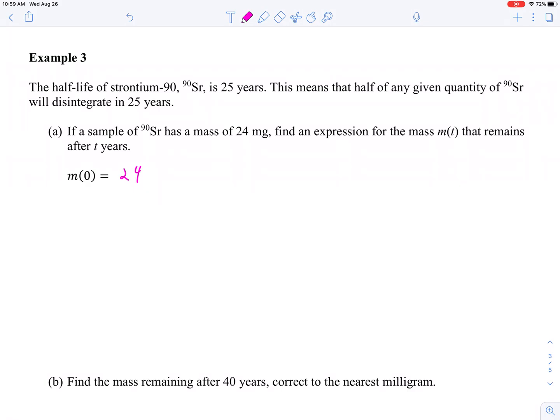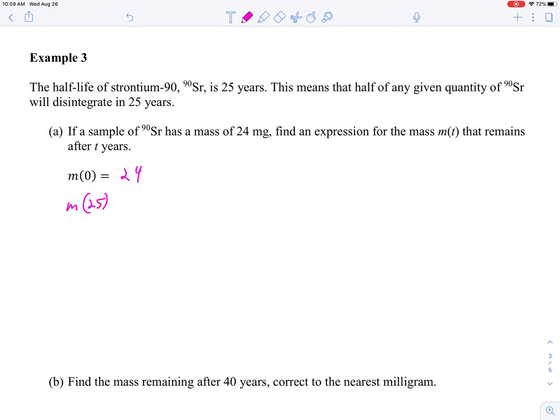Now every 25 years, this mass will be cut in half. So we can figure out 25 years from now, it's going to be 1/2 of the original 24. And of course, 50 years later, it'll be 1/2 of 1/2 of 24. In other words, 1/2 squared times 24. And we could keep doing this every 25 years, which is not a problem. So there's a nice little model for you there.